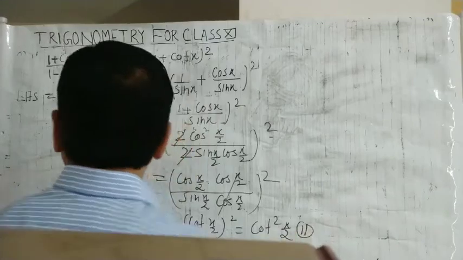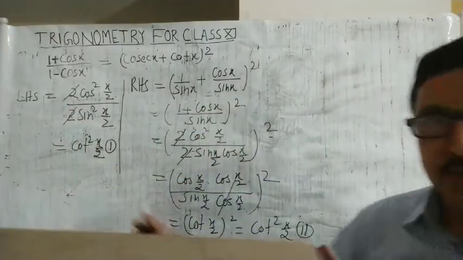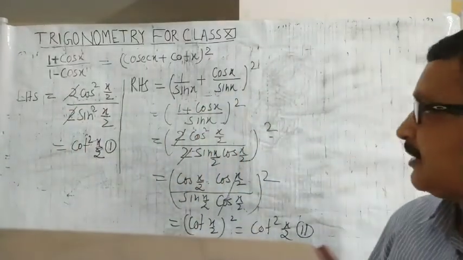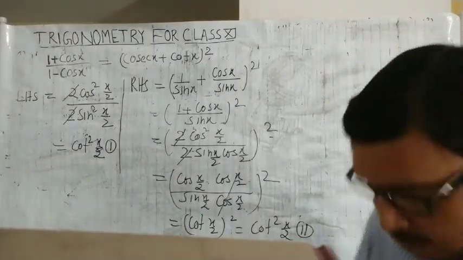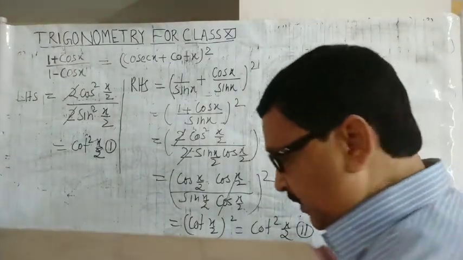So this is again we are getting cot square x by 2. So see, from 1 and 2 both are equal. So our proof is complete. So LHS is equal to RHS. Now moving towards another problem.